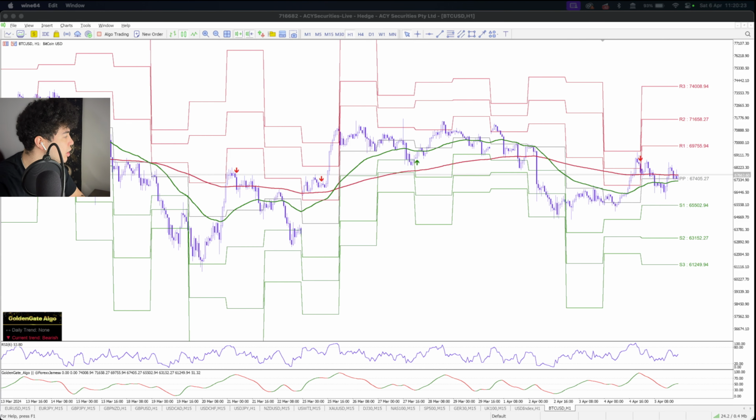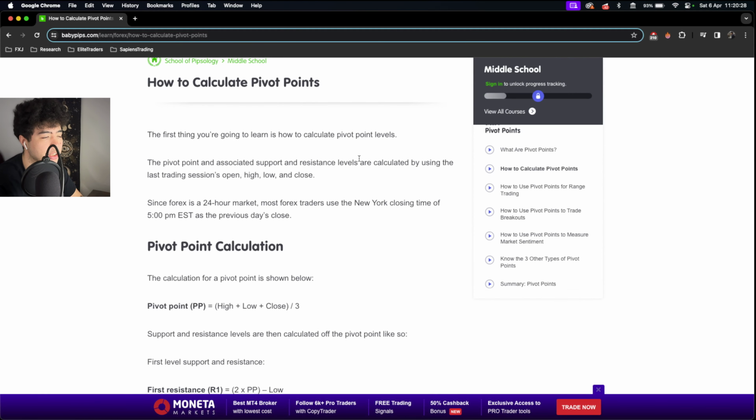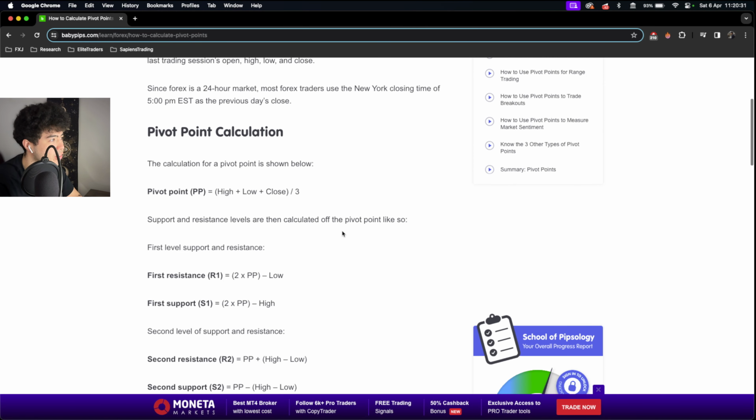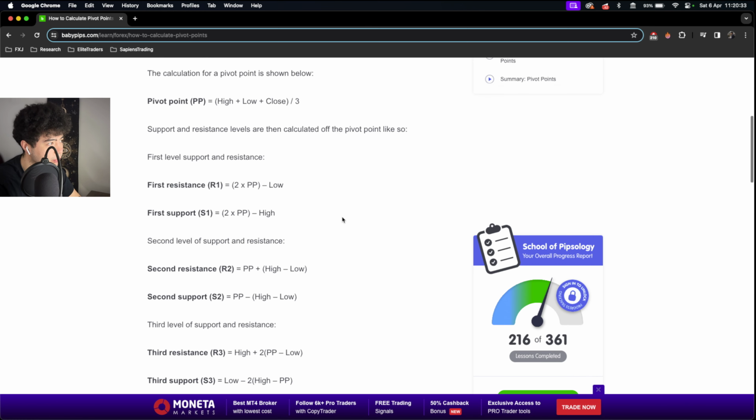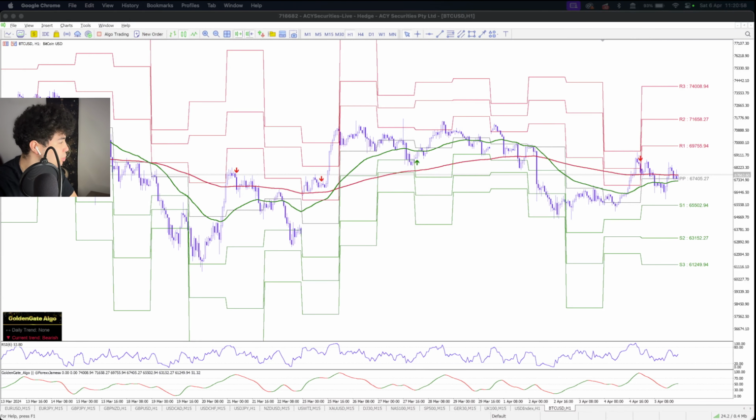When we are calculating pivot points, I just want to be totally transparent. If you do want to make your own or do the maths check, these are the calculations. The pivot point is the previous high, previous low, and the close of the daily candle, divided by 3. Resistance 1 is the pivot point multiplied by 2 minus the low. Support 1, I won't go through all of them, but you can see them on screen. This is on BabyPips. These formulas are completely public. You can go and check them basically anywhere. Just type it into Google.